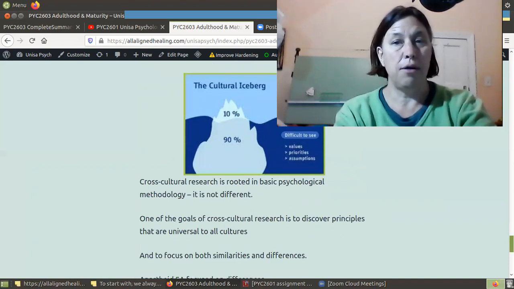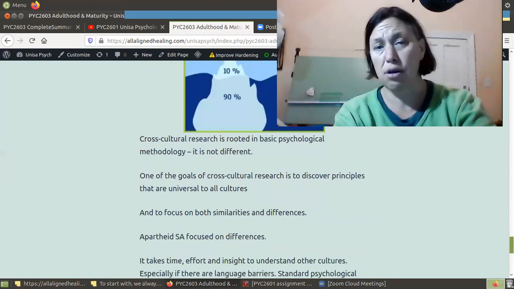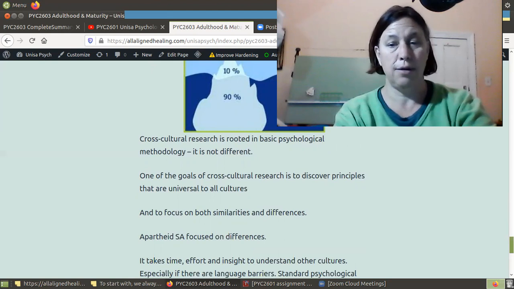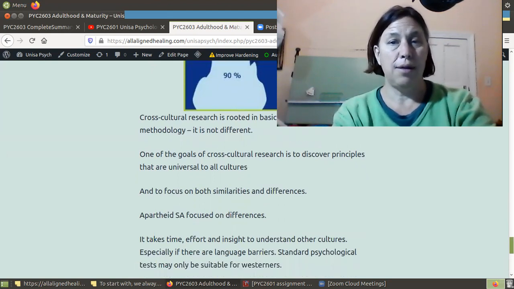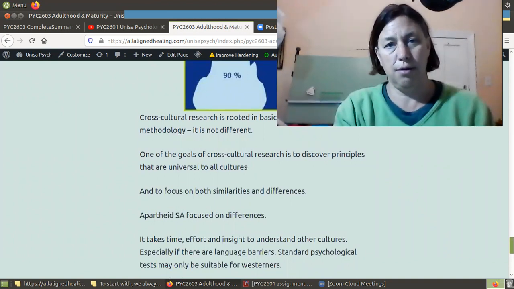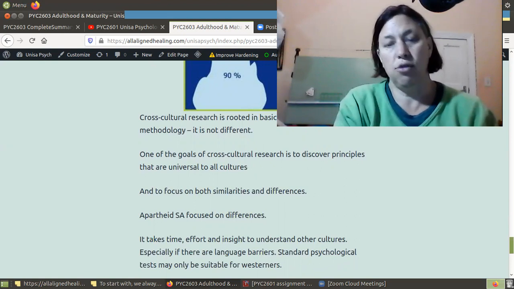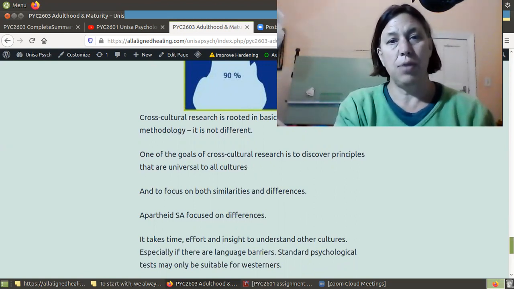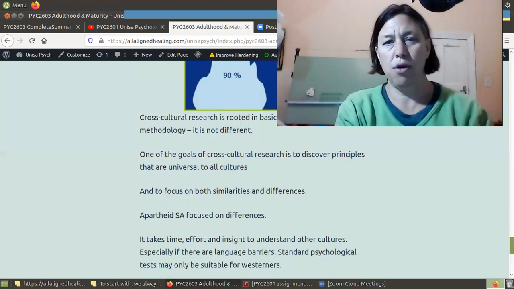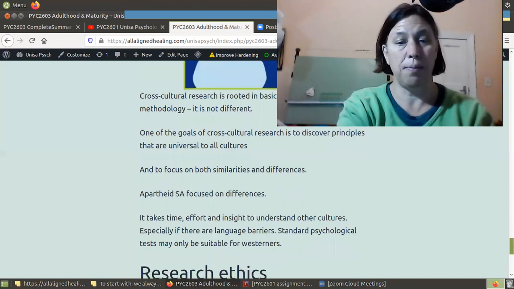And to focus on both similarities and differences. If you focus on differences, you get things like apartheid and colonialism, where people are valued differently and treated differently, which is obviously not good for society. It takes time, effort, and insight to understand other cultures. It's tricky if you're studying a culture that is not your own to understand it. Of course, if you're studying your own culture, you won't even see it because everything about it you take for granted. If there are language barriers, it becomes even harder. And this can break down communication, especially if the interviewer is also not very clear. Many standard psychological tests may only be suitable for Westerners.